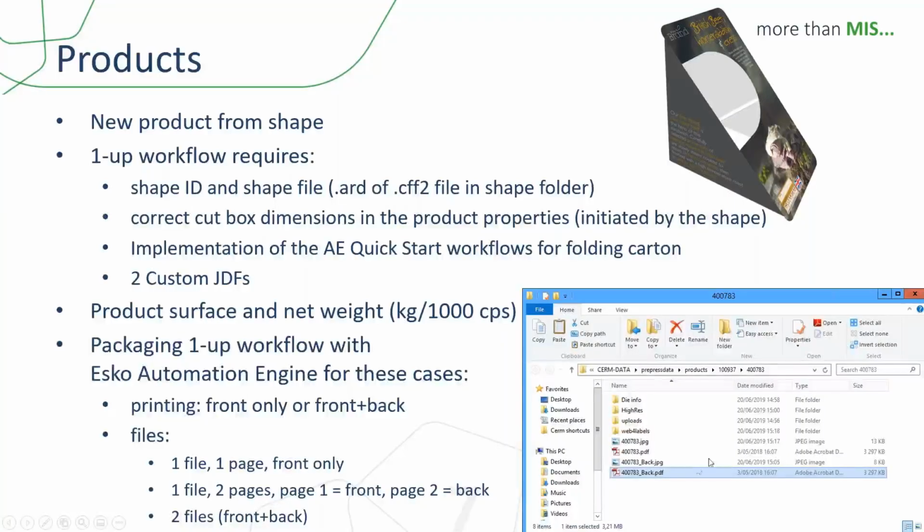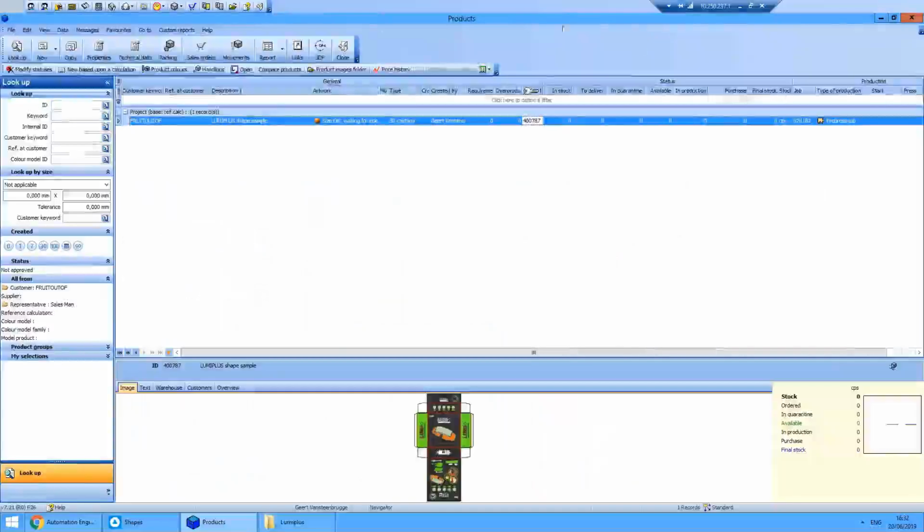Or you could use 2 different files, front and back file, put them in the product folder, and then change the status to digital art arrived. So these are the cases how to handle your artwork files for these boxes, and this will then initiate the workflow in the quick start workflow on the automation engine.